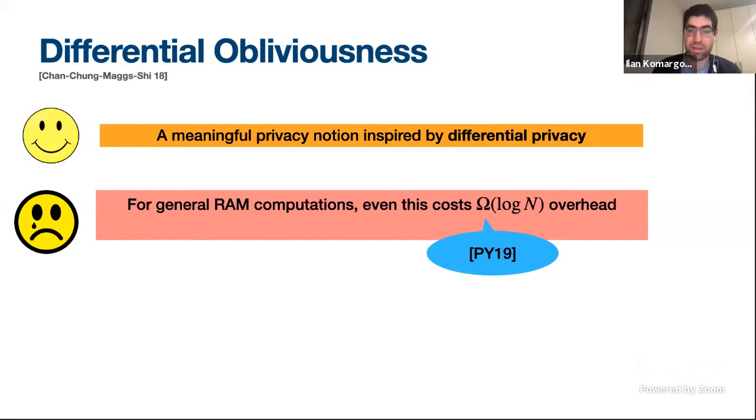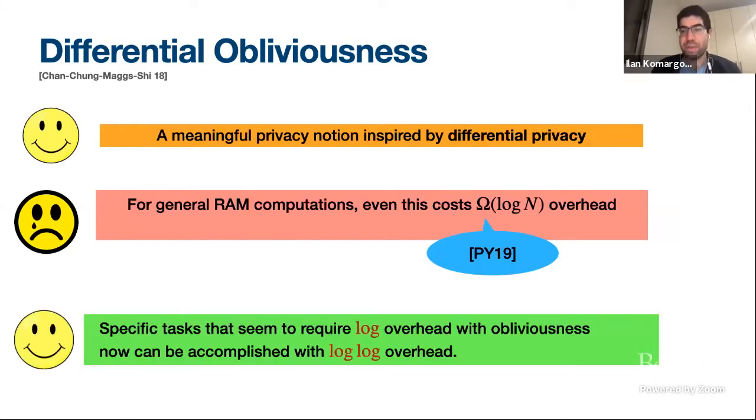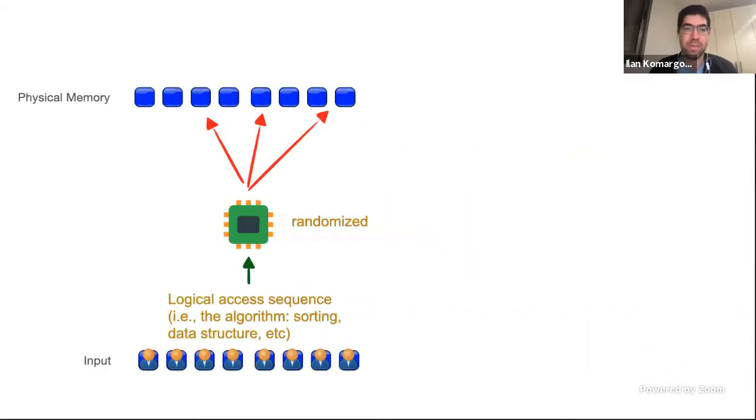This was a very surprising result, but for specific functionalities, we can actually do much better if we consider differential obliviousness than obliviousness. So for instance, we know tasks where the best construction that we have, which satisfies full obliviousness, requires logarithmic overhead, while if we settle for the weaker notion of differential obliviousness, then we can obtain it with doubly logarithmic overhead. So let me try to define what differential obliviousness is.